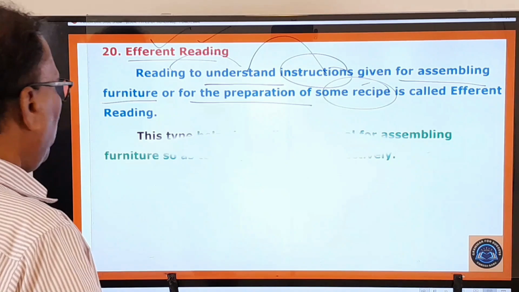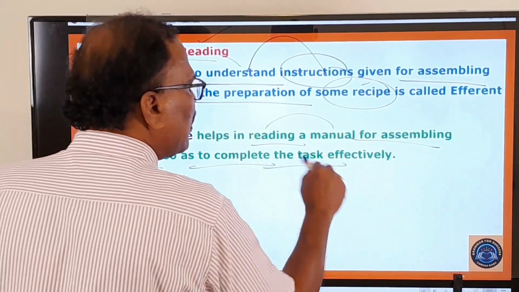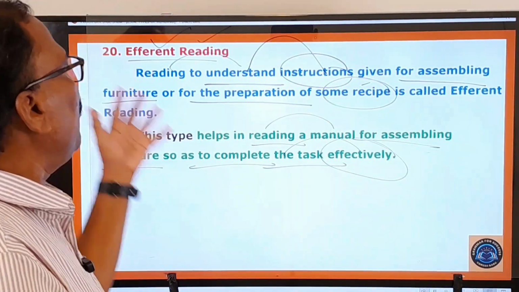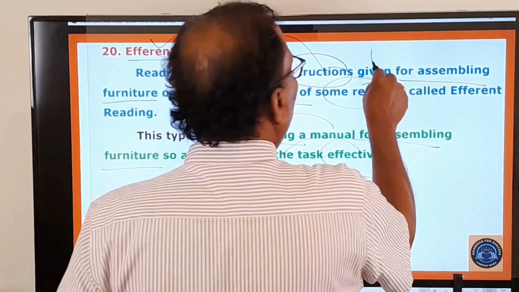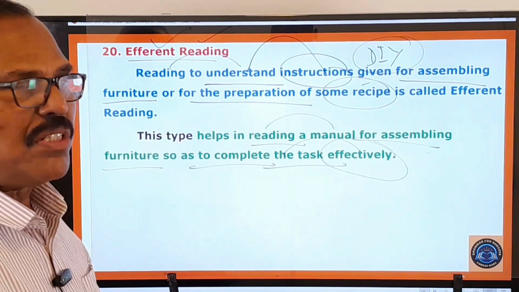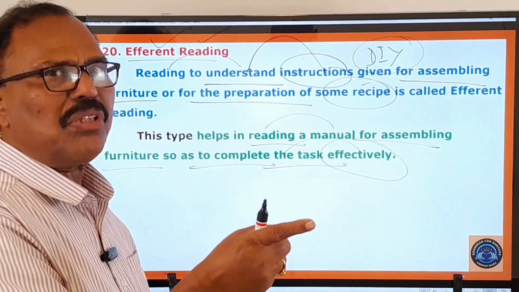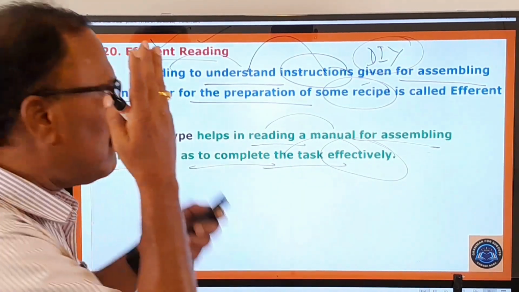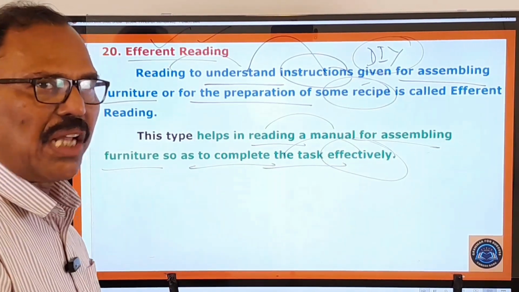Efferent reading. And here, pay attention. This type helps in reading a manual for assembling furniture so as to complete the task effectively. So that you can build the table, that you can mount the TV on the wall. There are several things, so you can do it yourself. Do-it-yourself things are also available on Amazon. So when you buy such things, some instruction manual will be there. You have to go through them scrupulously. Otherwise, you cannot do it successfully. Okay. And that kind of reading is called efferent reading. And now you go to the last type of reading.